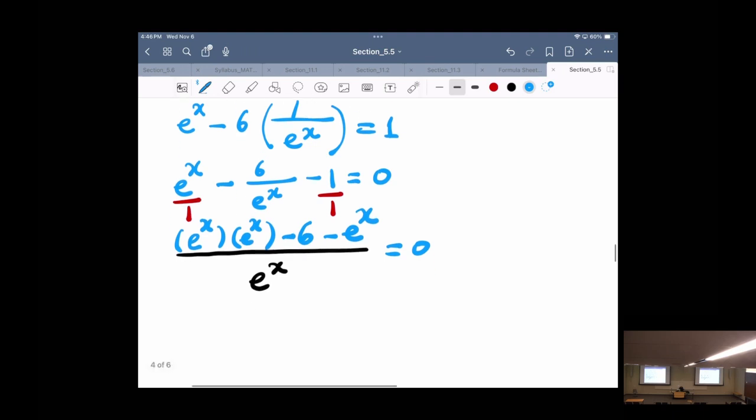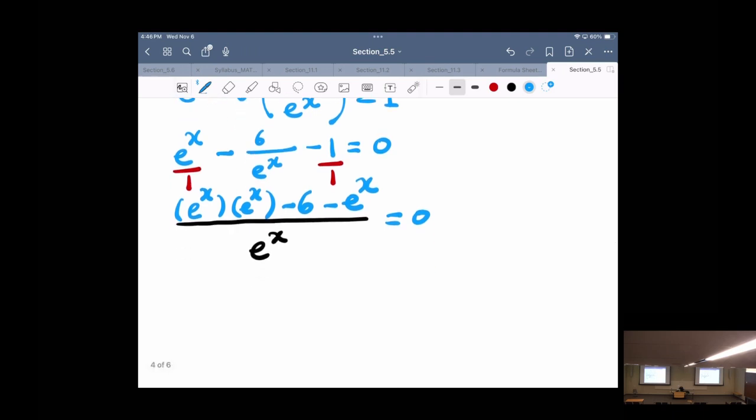Now, at this point, you look at this equation, and the right side is equal to 0. But if that's the case, the only way this equation can be true is if the numerator is 0. Because the denominator is never 0. The denominator will never, ever be 0. So the only way for this equation to hold is if the numerator is 0.